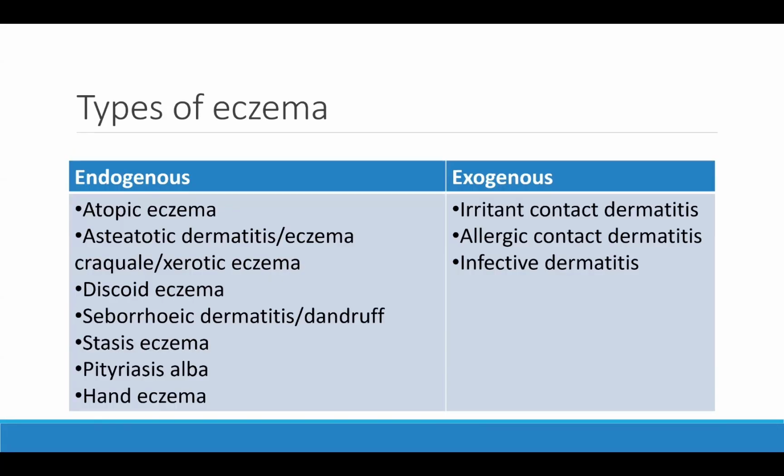Now, there are two major categories when you're talking about the types of eczema. So the first category is endogenous eczema, and conditions under this category include atopic eczema, which is the prototype of eczemas, asteatotic dermatitis, also known as eczema craquelé or xerotic eczema, discoid eczema, seborrheic dermatitis or dandruff, stasis eczema, pityriasis alba, as well as hand eczema.